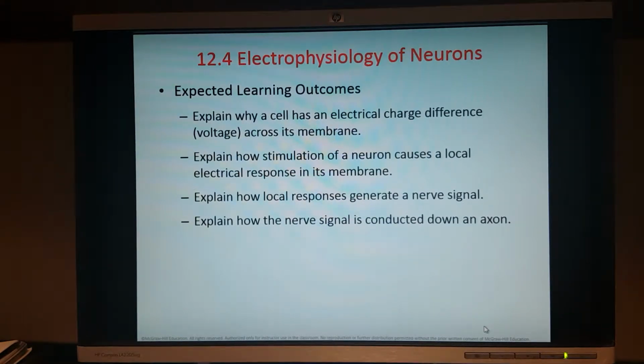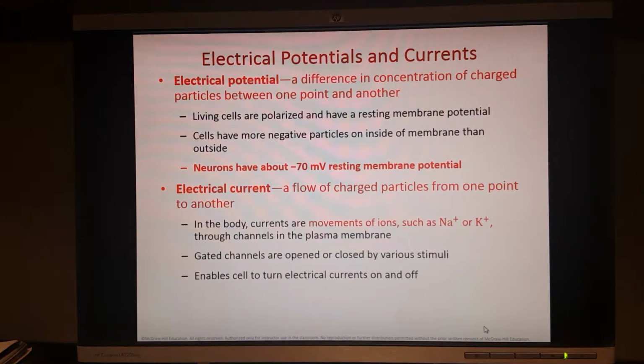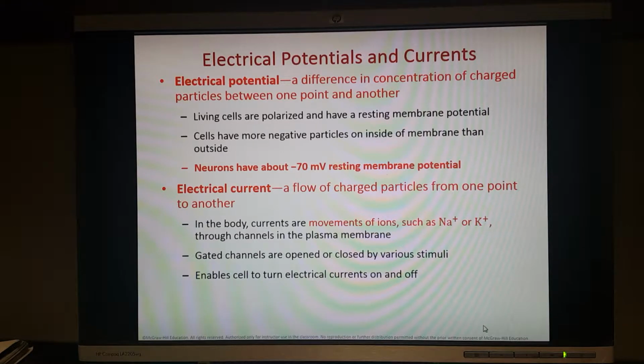Moving on to the more functional aspect of neurons. In order to send an electrical signal down the plasma membrane of your axon, there has to be a flow of electricity. So first point, for a resting cell, you have an electrical potential.